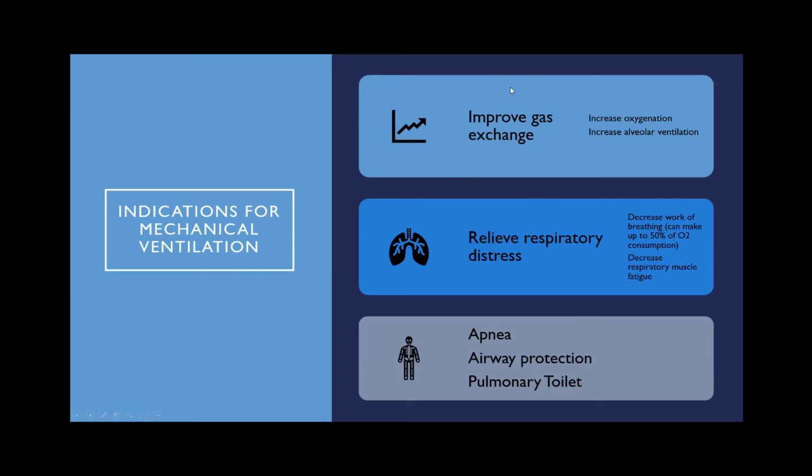The first one is improved gas exchange. Try to think of patients that are severely hypoxic. You have them on BiPAP at 100% FiO2 and whatever IPAP and EPAP, and they're still hypoxic. Usually that patient needs to be intubated. On a similar note, you have patients that are extremely hypercapnic, and despite non-invasive mechanical ventilation, they still need some assistance with their minute ventilation. Then those patients as well need to be intubated and started on mechanical ventilation.